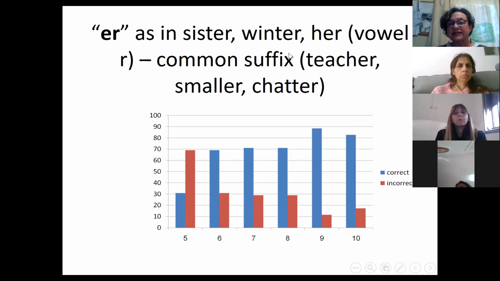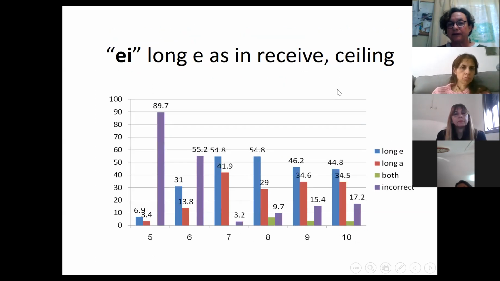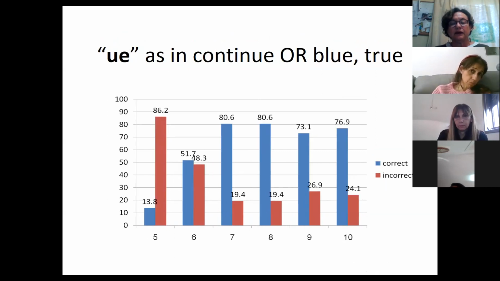It also is a common suffix that makes it a morpheme, okay? And EI, the E as in receive or as in ceiling, okay? And UE, another vowel digraph, as in continue.